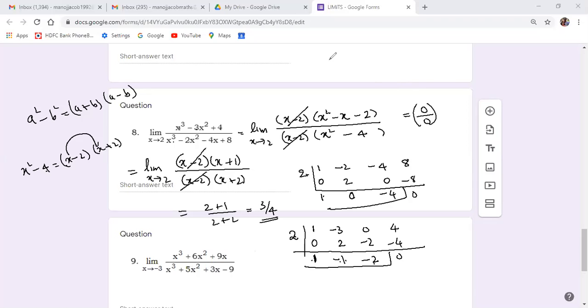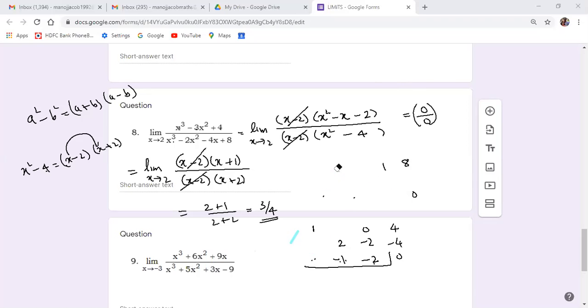Okay, I'll do it once more. No problem. Both of you will get it. x square minus 4.